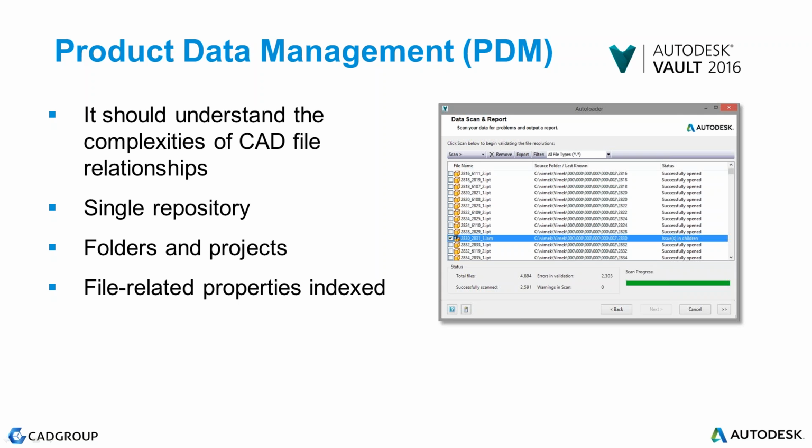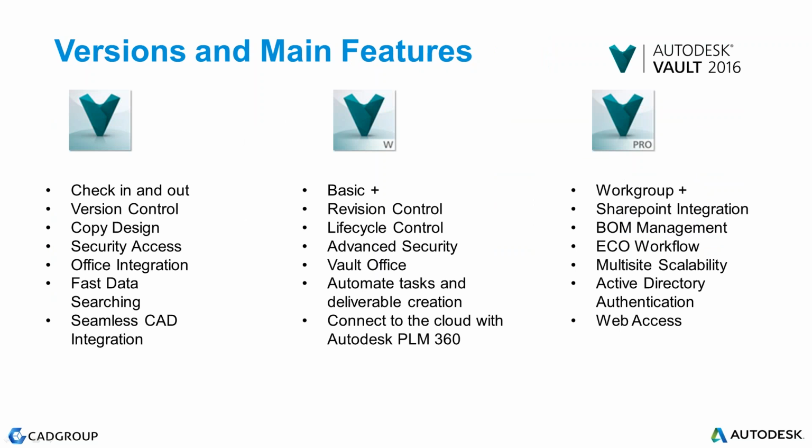So what versions of Vault can I get, and what are the features relating to those versions? We have three versions of Vault: Vault Basic, Vault Workgroup, and Vault Professional. Now, technically there is a fourth version, Vault Office. I'll talk about Vault Office a little bit later on. Vault Basic is what you get with your design suite. So with Product Design Suite, Factory Design Suite, Building Design Suite, and the other design suites, Vault Basic comes with those products.